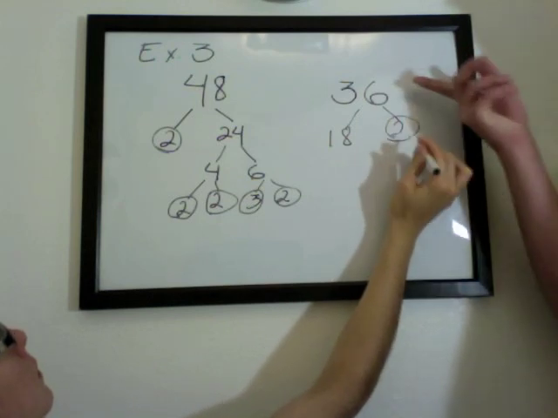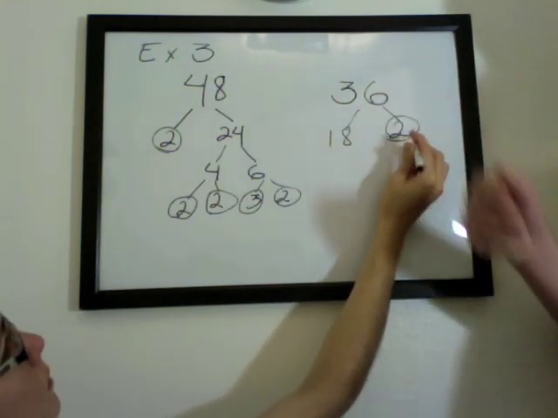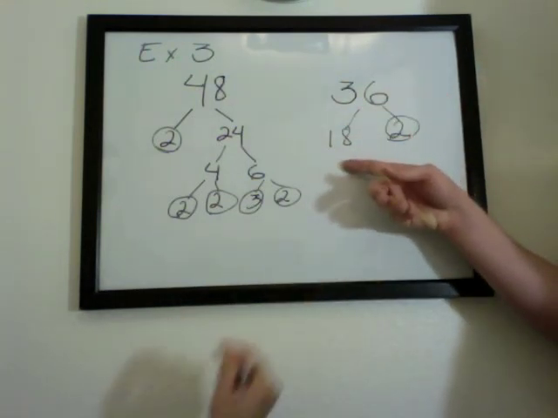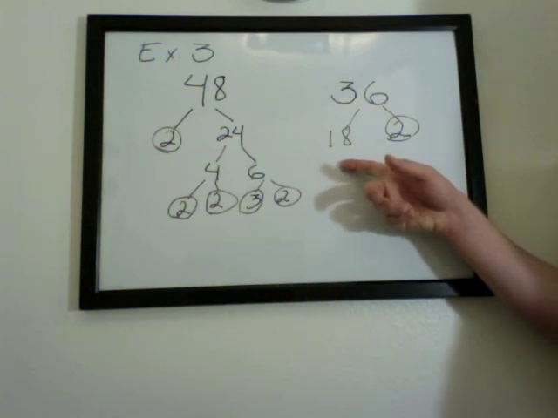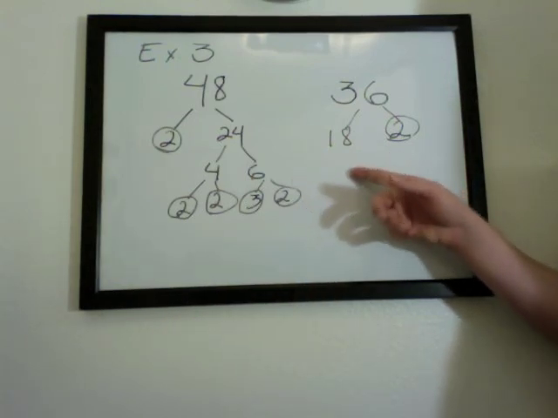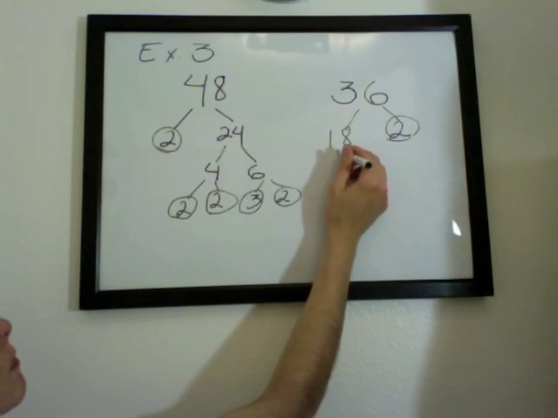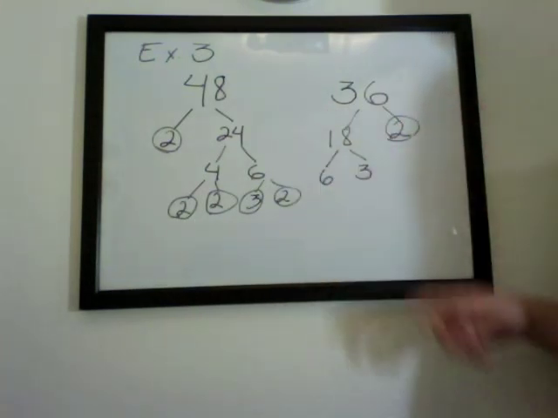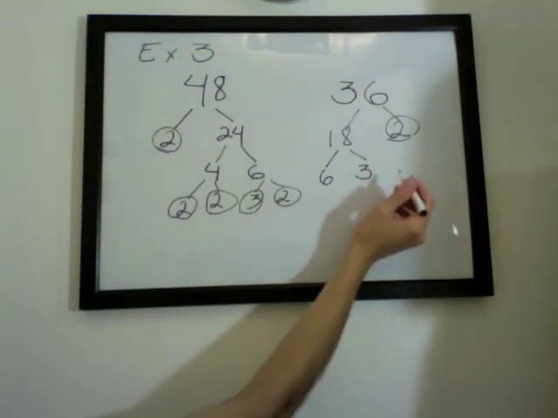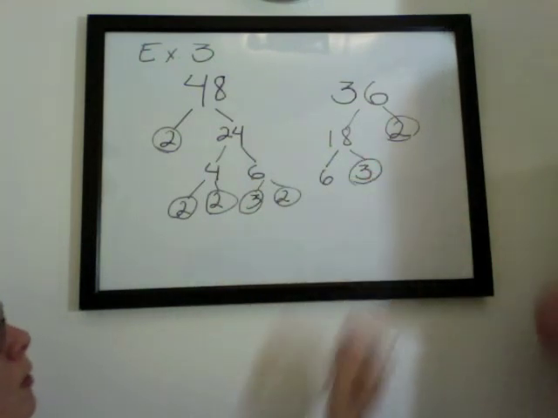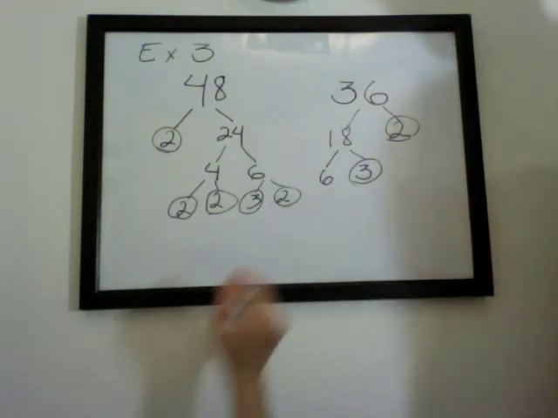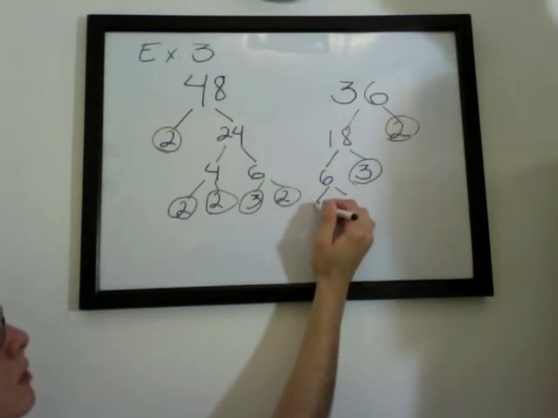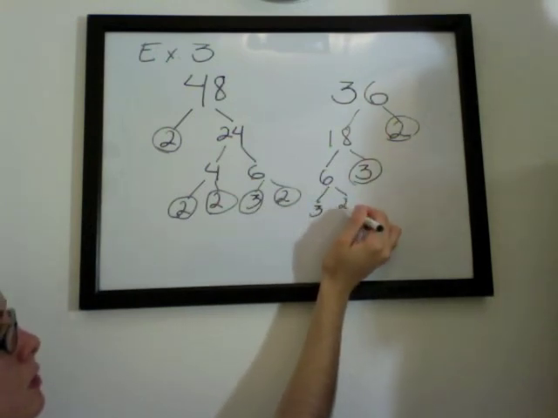So if you divide 36 by 2, you get 18. So this is a prime. But 18 is not a prime. 18 we need to break up into 6 and 3. If you divide 18 by 3, you should get 6. And 3 is a prime. And we also know that 6 is 3 and 2. You can break that apart into 3 and 2. And those are both primes.